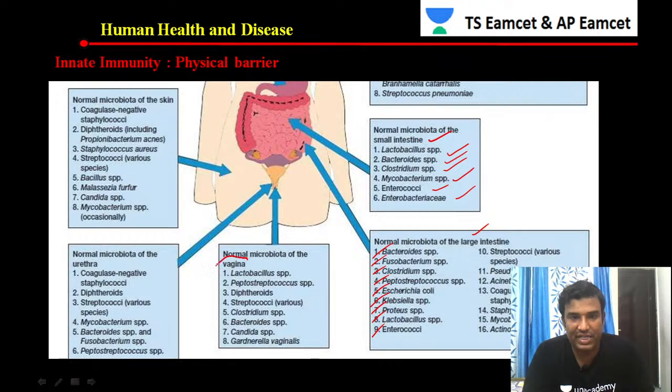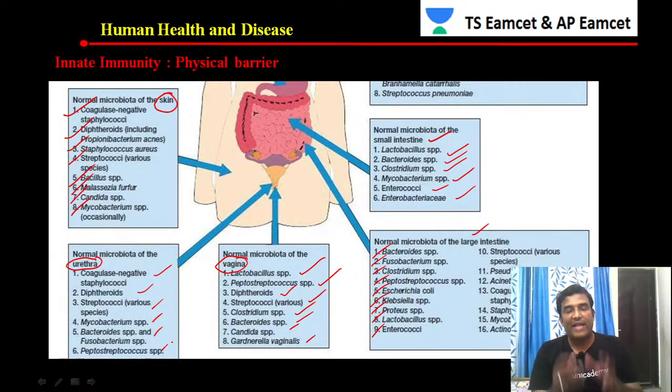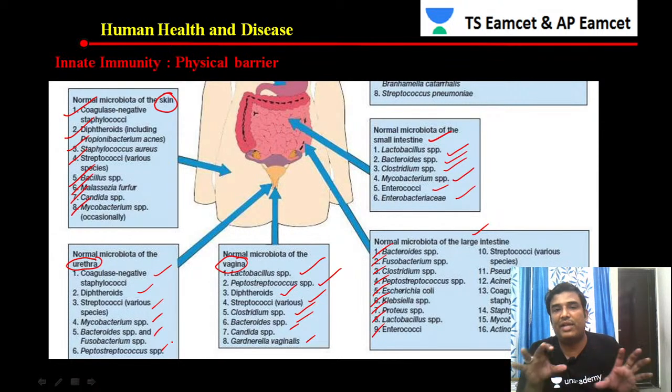Then similarly, in the vagina there are different types of bacteria like Lactobacillus, Streptococcus, diphtheroids, Clostridium, Bacteroides, and Candida. On the skin you have coagulase-negative staphylococci, diphtheroids, Staphylococcus aureus, streptococci, Bacillus, Candida, and Mycobacterium. Similarly, in the urethra you have streptococci, diphtheroids, Mycobacterium, and Bacteroides. These are all the bacteria which are present.